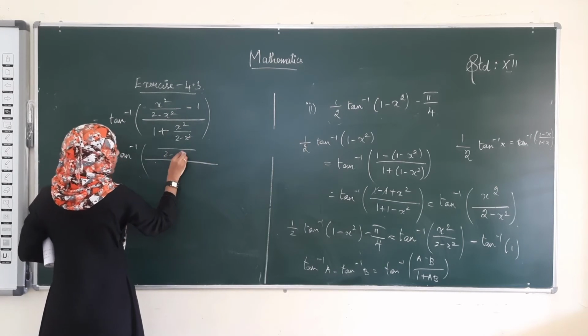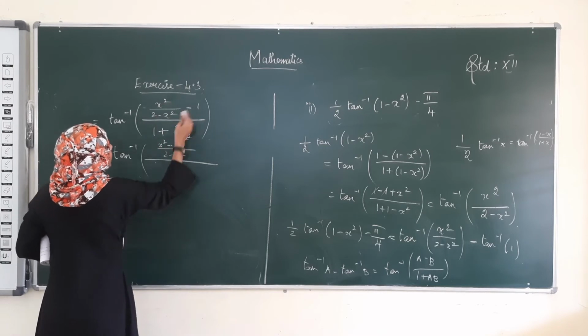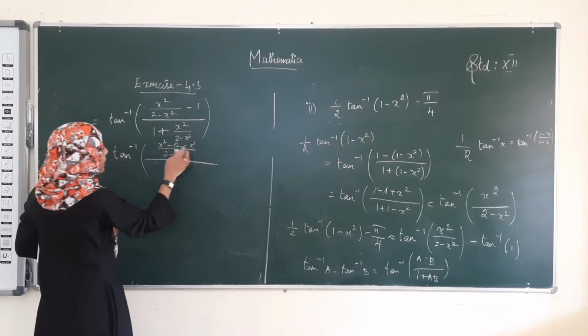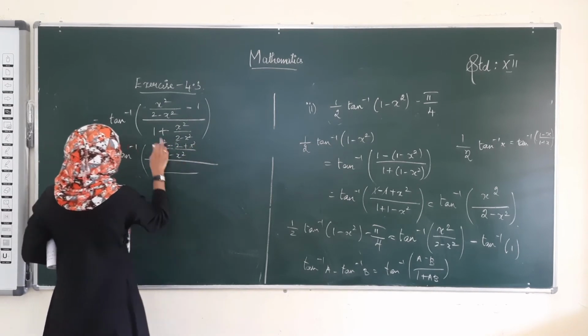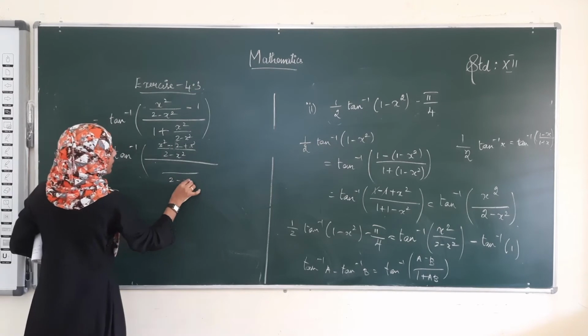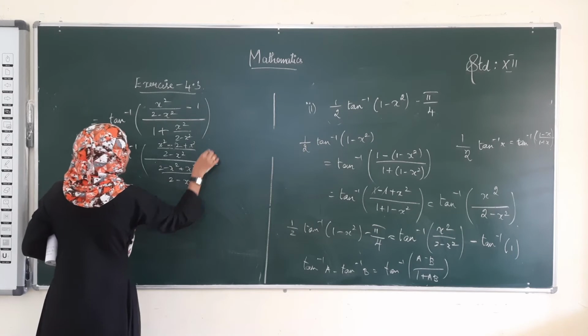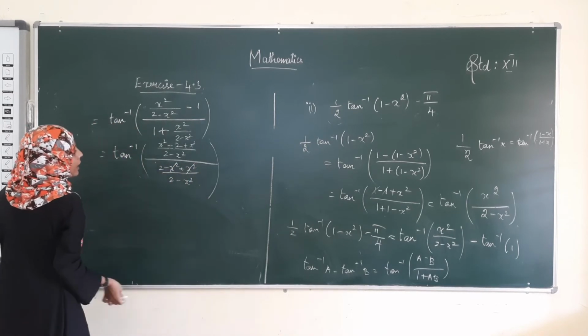LCM. LCM is 2 minus x squared. This x squared comes as it is, minus (2 minus x squared). On multiplying this minus inside, we get minus 2 plus x squared. And here let us take the LCM as 2 minus x squared. So it becomes 2 minus x squared plus x squared. Okay, see here, minus x squared plus x squared gets cancelled.